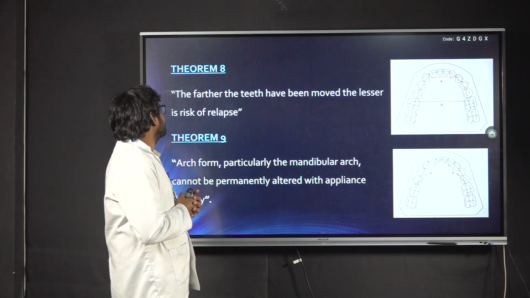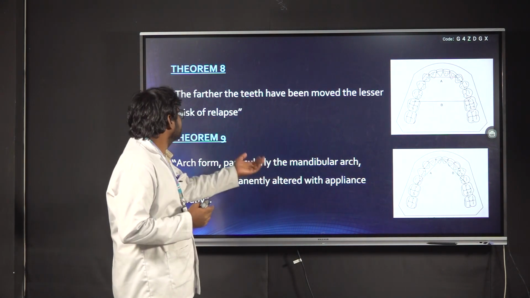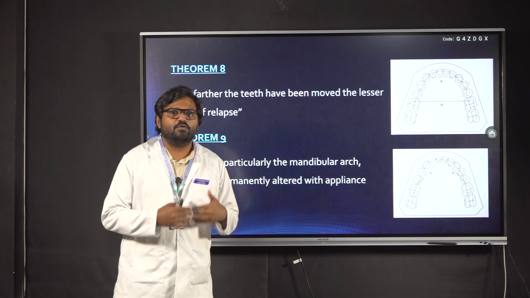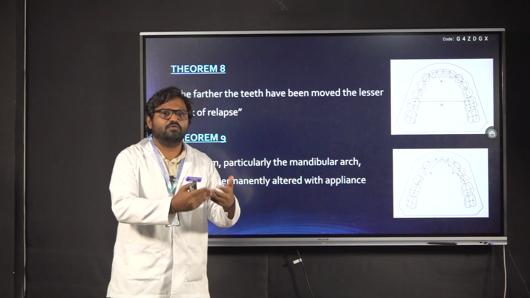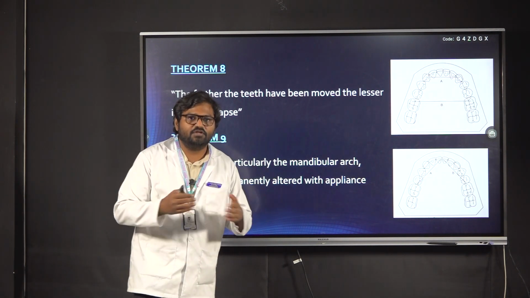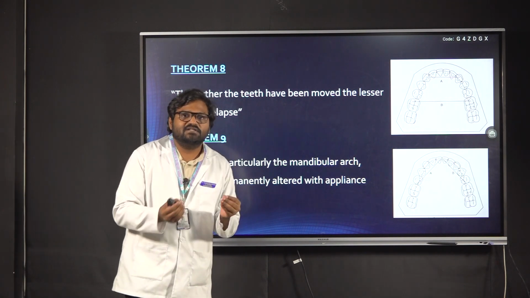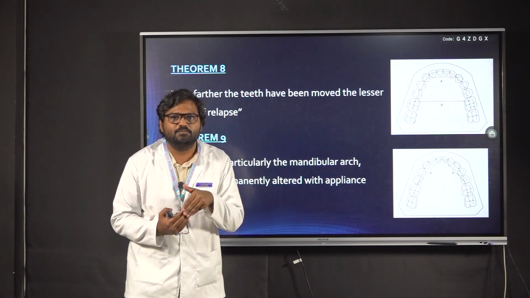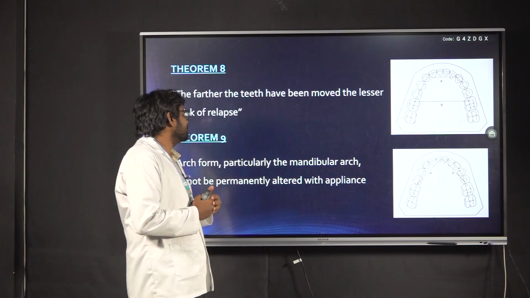And next is your theorem 8, that is, the farther the teeth are moved, the lesser the relapse. Yes, obviously if you overcorrect it, the more they move, within the alveolar boundary limits, even though little relapse happens, they will be in a proper optimal position. So the farther the move, the lesser will be the relapse.